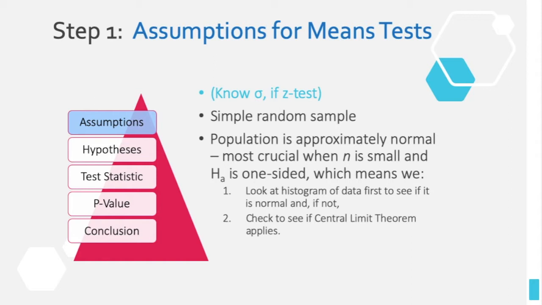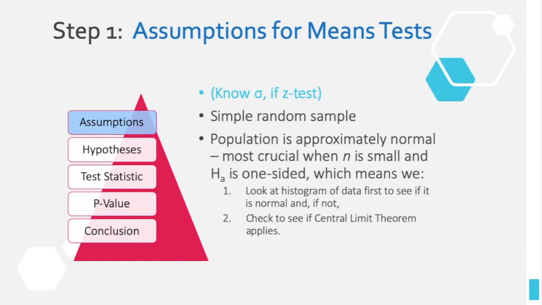So the first and most important part of this is the simple random sample. And then number two, your population needs to be approximately normal. And this one is missed probably more on the projects than anything else, because people won't actually look at the population. So you actually have to look. We don't usually have the entire population, but we'll look at the data that we do have. So look at the histogram of your data and see if it is normal or not.